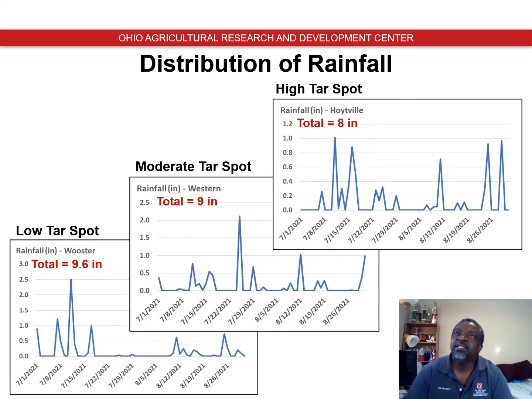It is how the rain is distributed, how it's spread out over the weeks between July 1 and the end of August, that drives tar spot. We're still doing research to quantify this a little better, but based on our observation, it would suggest that the location with the highest level of tar spot had more frequent rainfall throughout the growing season compared to the location with less tar spot. Even though it had slightly more rain in terms of total amount, that rain was less well spread out across the growing season.